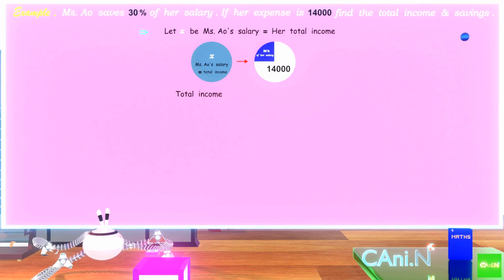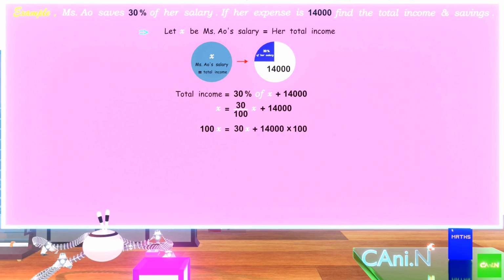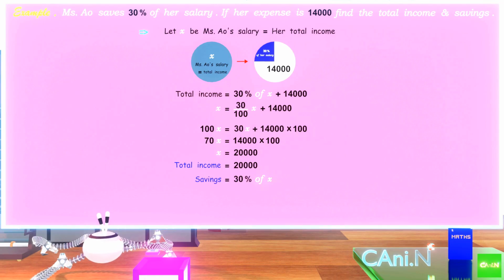So, her total income is 30% of total income plus 14,000. X equals 30 by 100x plus 14,000. 100x equals 30x plus 14,000 into 100. Total income equals 20,000. Now, savings equals 30% of x. Therefore, savings equals 6,000.